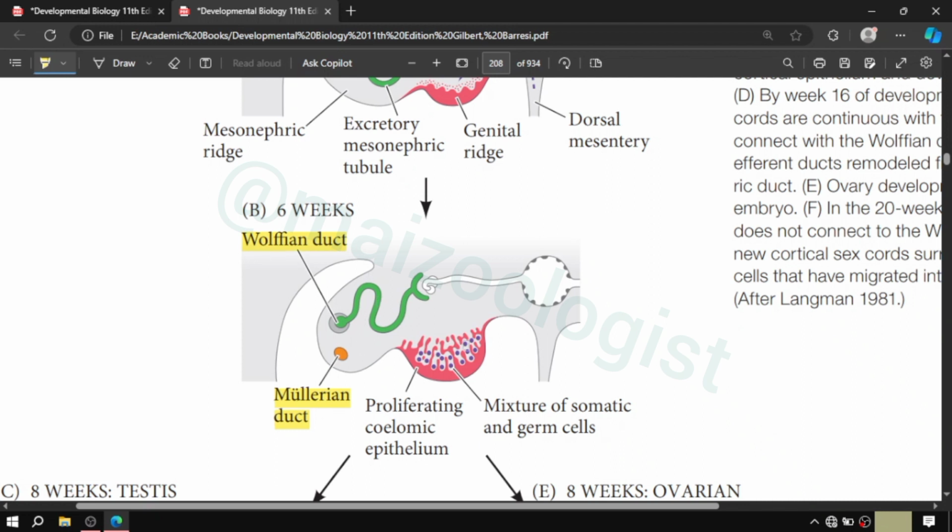And then we talked about the migration of the germ cells. As we can see here, the somatic and germ cells are migrating into the indifferent gonad, and the mesoderm is surrounding these.